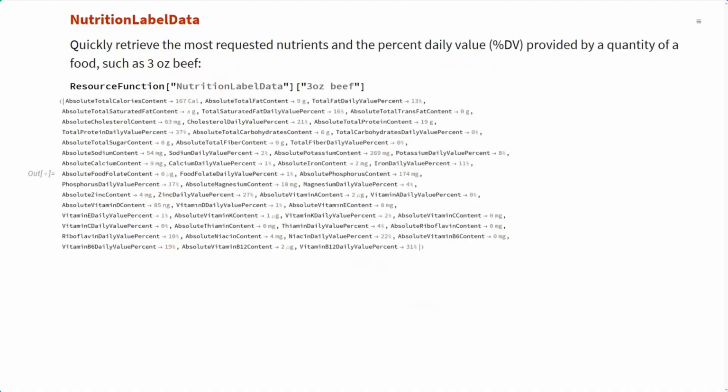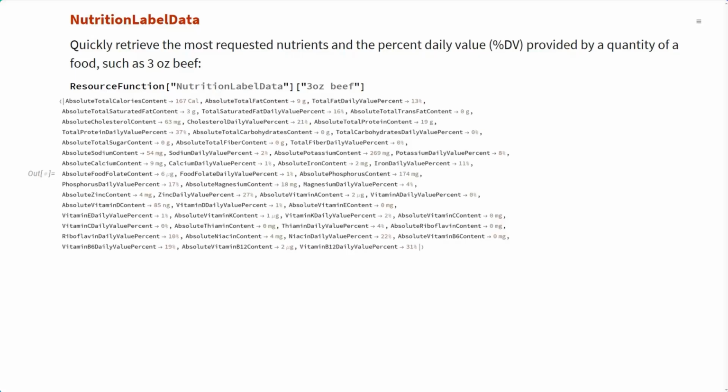Another way we showed the nutrition label. Another way to quickly retrieve these highly requested, very popular nutrients, as well as those percent daily values, is just with the nutrition label data resource function. And you can see here, it gives you just the straight-up data that you can use to manipulate in all kinds of ways, such as do visualizations, bar charts and so forth.